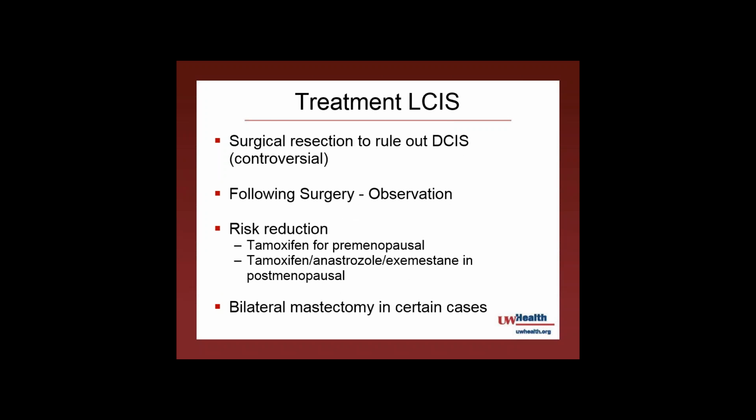So what do we do with lobular carcinoma in situ? It's controversial. Do you do surgical resection? Why we're seeing this, and we're seeing more of it, is mammography. We got this lesion. What is it? We're going to take it out, and then we find out that it really isn't what we thought it was. It's not even cancer. So it is often surgically resected, and whether this helps rule out DCIS or not, we don't know. It's controversial. Following surgery, you can observe them, or you can talk about risk reduction, and that's where some of those trials came in.